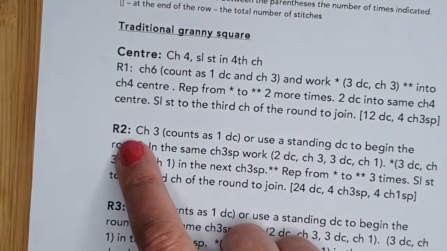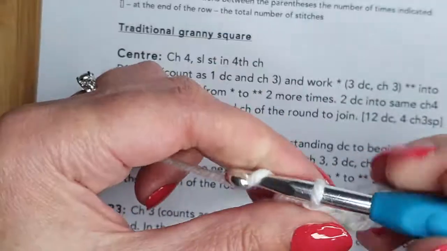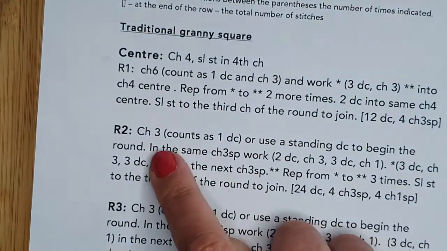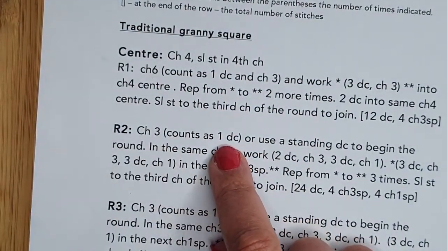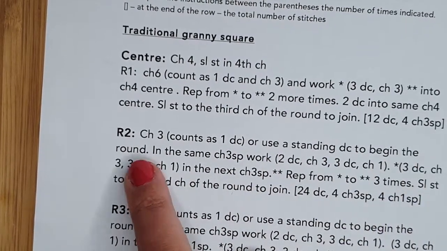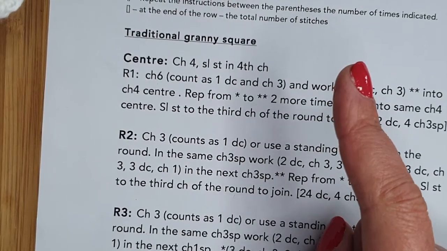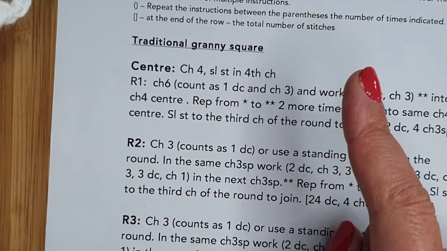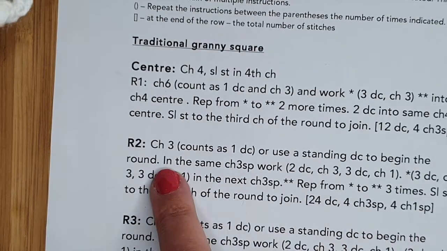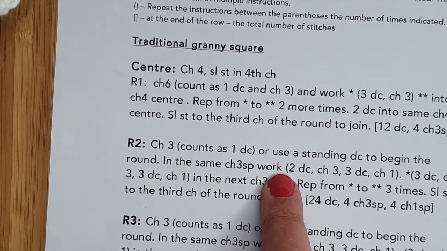Now, in order to do round 2, I chain 3 stitches, which is 1, 2, 3, and that counts as a double crochet or a standing crochet to begin the round. Now, if you look at the link here, I have a link to my standing double crochet. Click on that and it will show you how to do a standing double crochet. In the same chain 3 space, work.